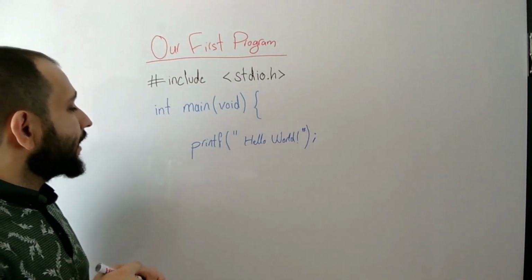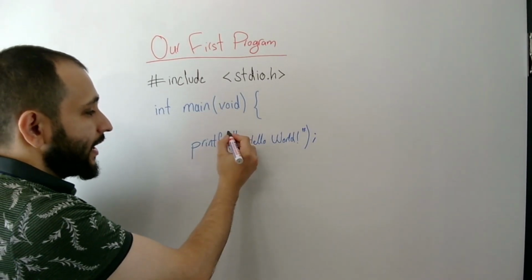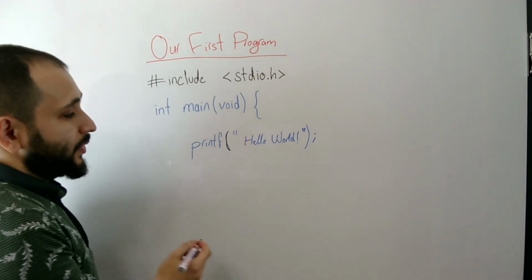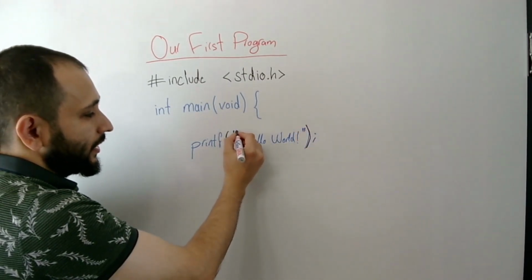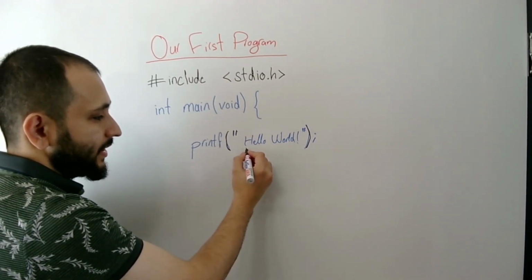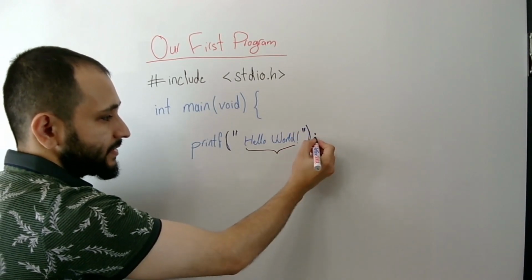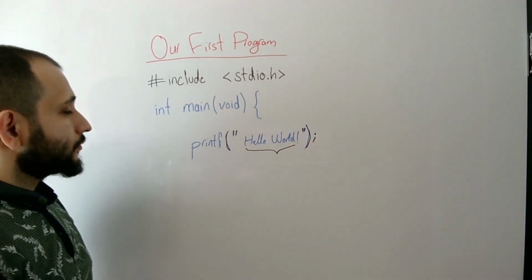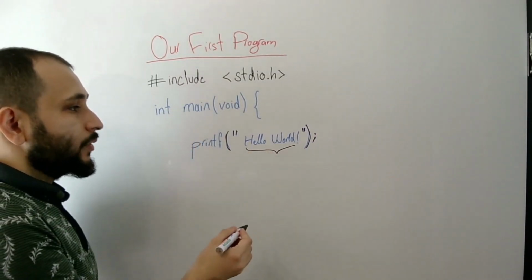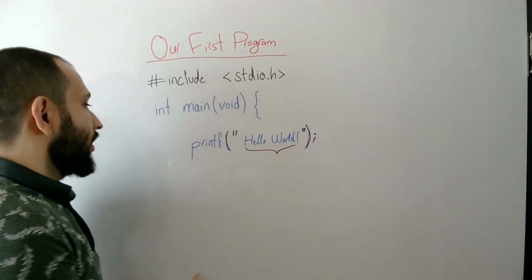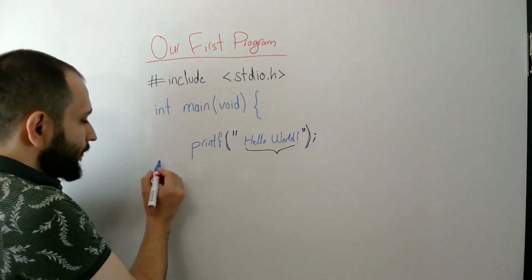Now in this line of code you can see I have used the printf function. This is an opening parenthesis, this is a closing parenthesis, this is an opening double quote, this is our message, and this is a closing double quote, and at the end a semicolon. Every statement that we write in C programming language is supposed to end with a semicolon. And that's it. Now we are going to close our main function as well.